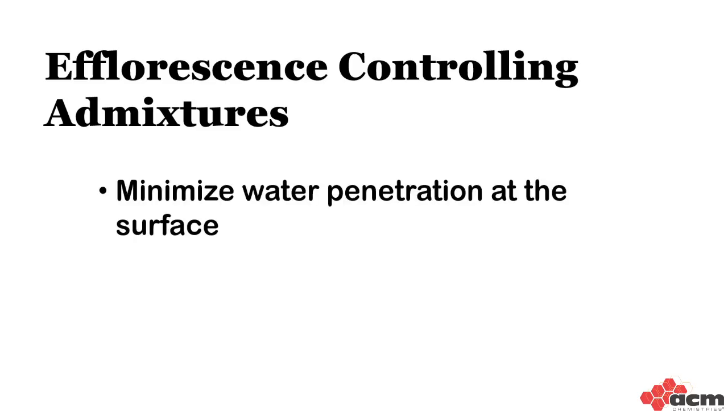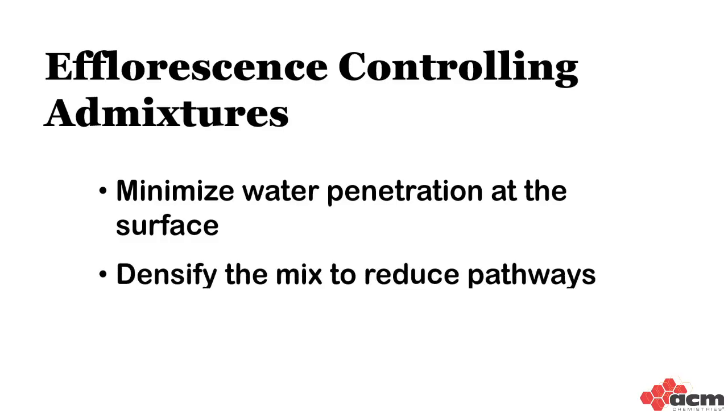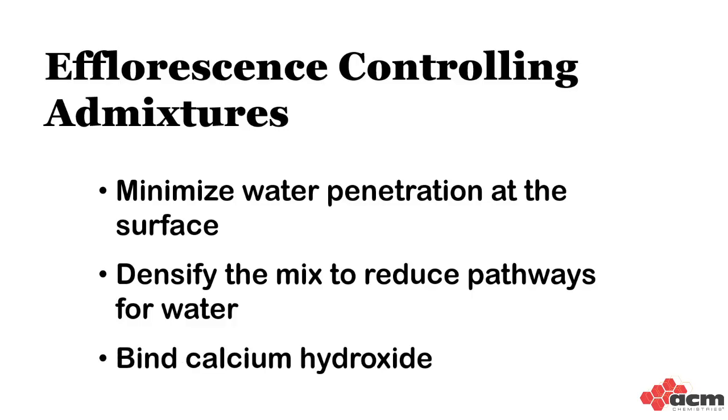ECAs work in several ways, but it makes sense that the primary function of an ECA is to minimize the amount of excess water that can penetrate into our concrete products. Less water means less dissolved calcium hydroxide that can later migrate to the surface and deposit as efflorescence. ECAs can also contain densifiers, so they reduce the number of voids or pathways that the water can take into and out of the unit. Finally, some ECAs also contain ingredients that can react with calcium hydroxide during initial curing to control the formation of primary efflorescence haze.